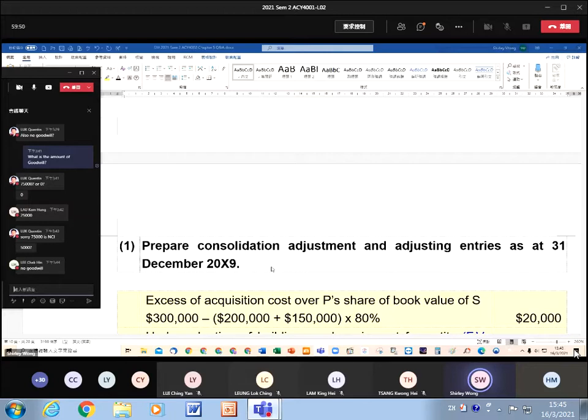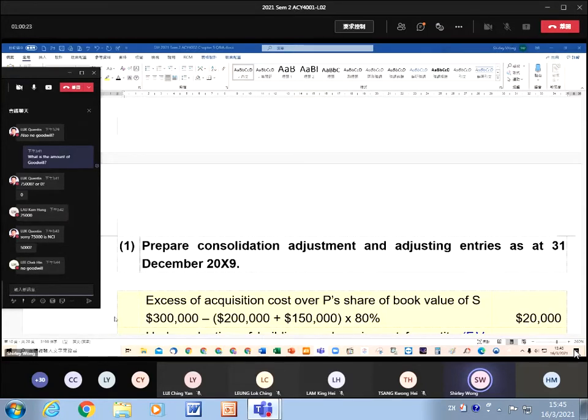So how much did the company pay? The acquisition cost is 300,000. How much is the book value? The book value originally is 200,000 of share capital plus 150,000 of retained earnings. That is the total equity, and out of this total equity, the holding company only owns 80%. So I'm willing to pay 300,000 to buy 80% of your company. The remaining, I will say, is the fair value difference. So here is the fair value difference.